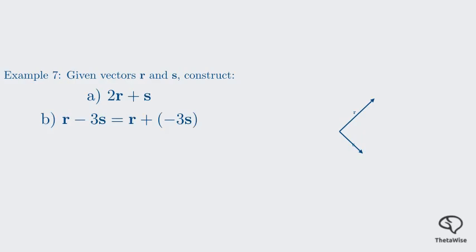Construct r minus 3s. This is equivalent to r plus negative 3s. So we first draw vector r. From its head, we need to add negative 3s. To do this, we first find the negative of s, that is, minus s. Then we draw minus s 3 times in a row, tail to head. The final resultant vector goes from the tail of r to the head of the third minus s arrow. This shows how scalar multiplication is combined with vector addition. We can scale vectors up, scale them down, and reverse their direction before adding them together.